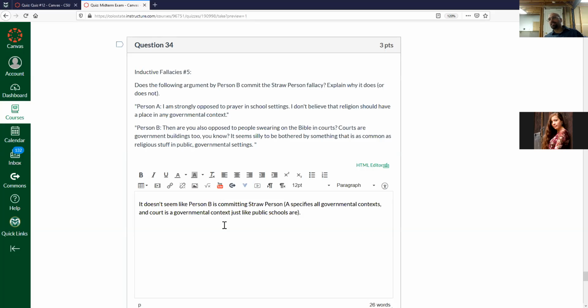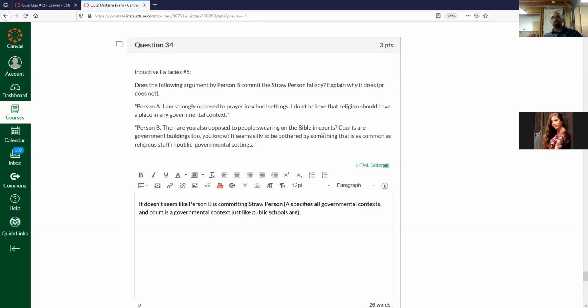In that case, it doesn't seem to me like person A is being misrepresented at all. Person A's position seems as if it's being adequately taken up. Now, whether or not it's a good analogy, that's an entirely different question. Just because you avoid committing the straw person fallacy doesn't mean you've made a good argument. There are at least reasons to be a little bit suspicious of the analogy. There seem to be relevant differences between what's happening in schools and what happens in the courtroom, perhaps.